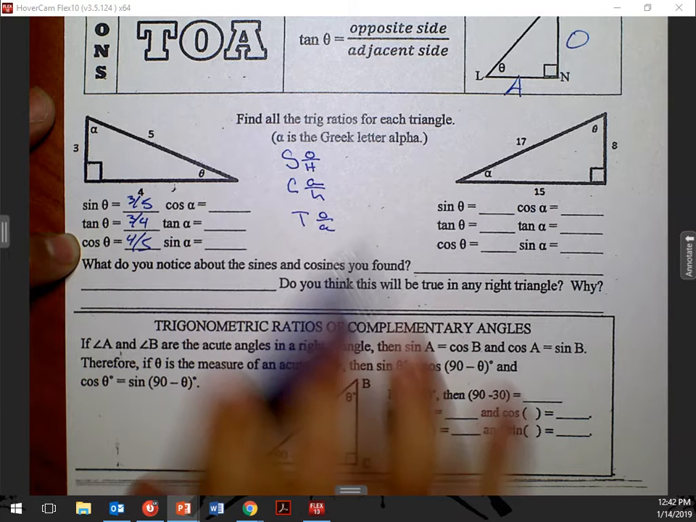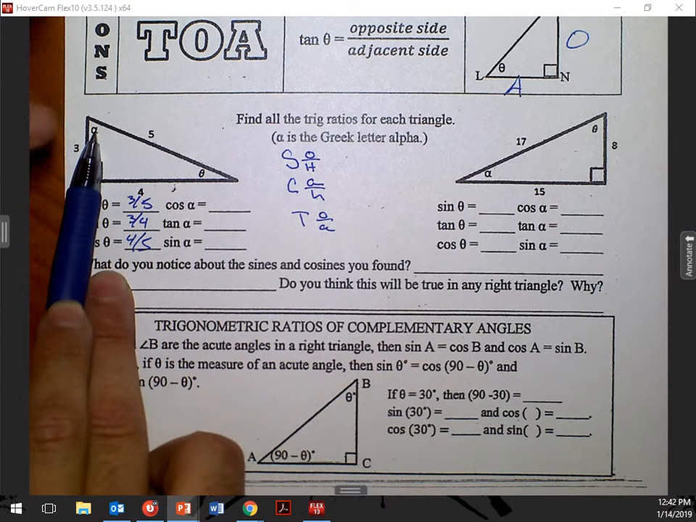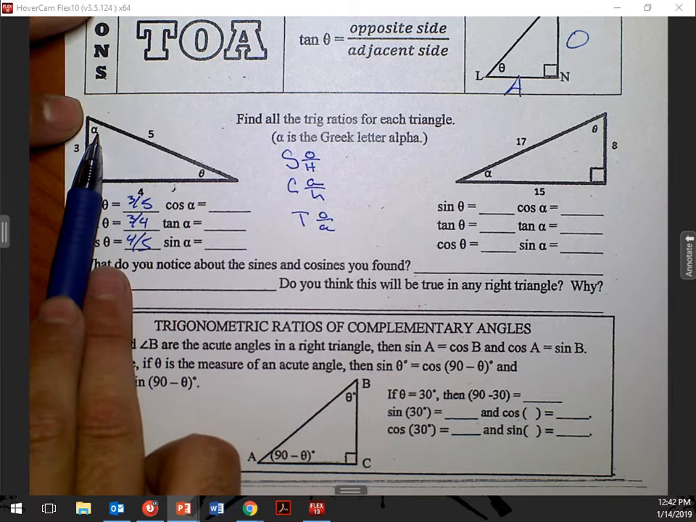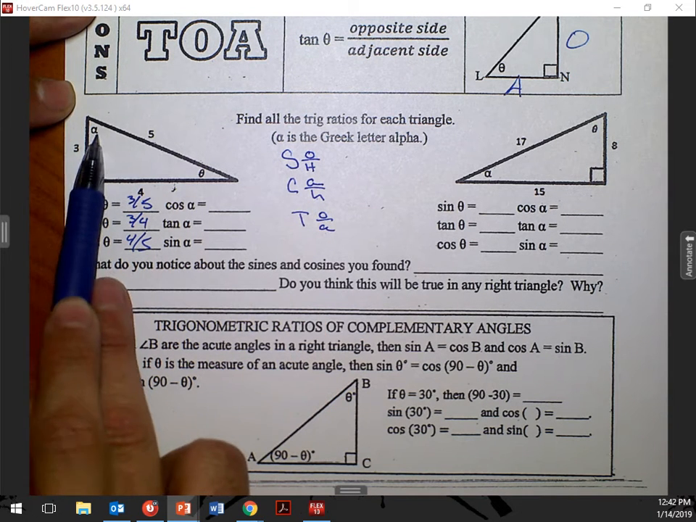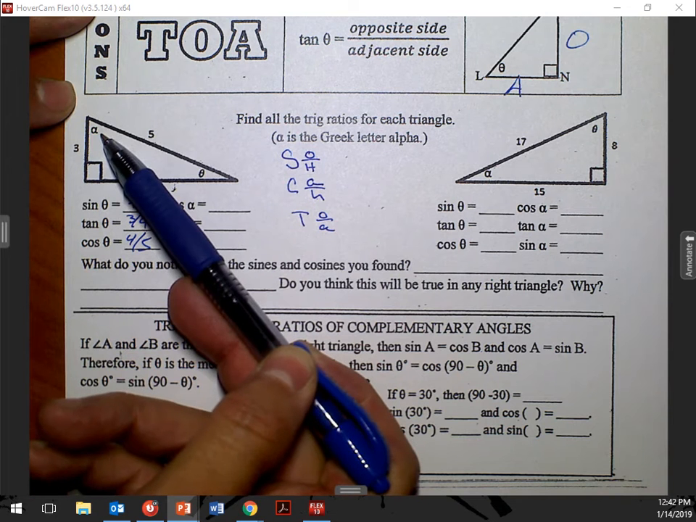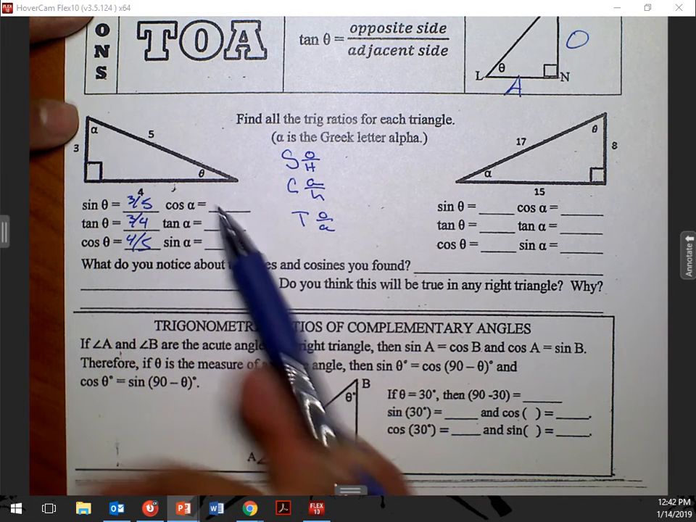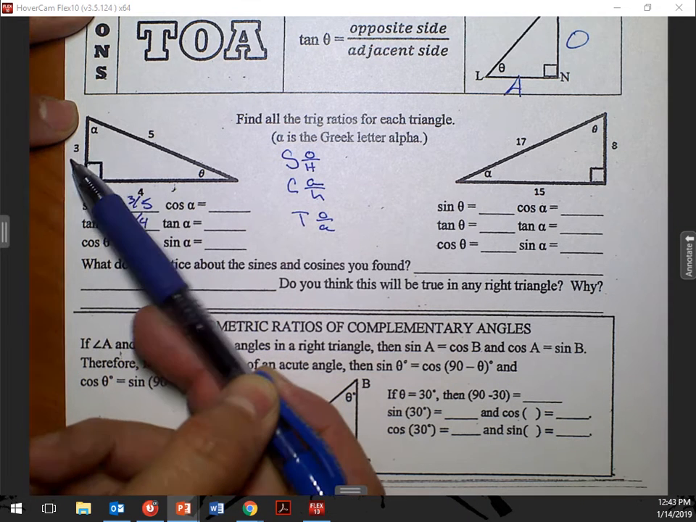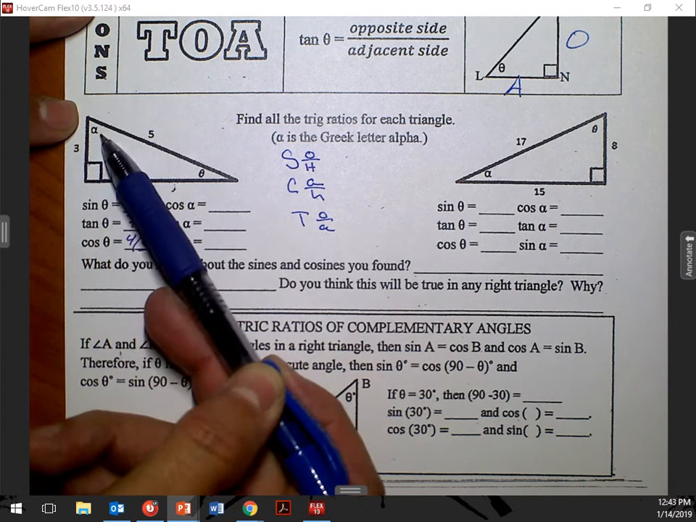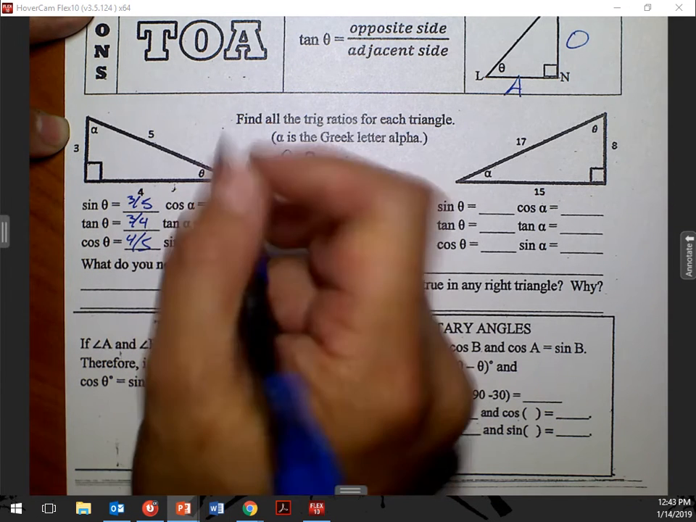All right, so now we're going from alpha. We're changing our reference angle, so we're starting at alpha now. Cosine is adjacent over hypotenuse. So from alpha, what is adjacent to alpha? We're still on this one right here. 3. It's going to be 3, and hypotenuse is 5. So this is 3 over 5.